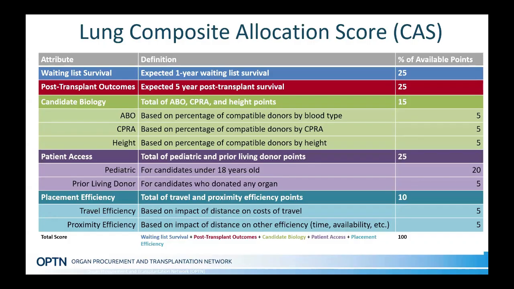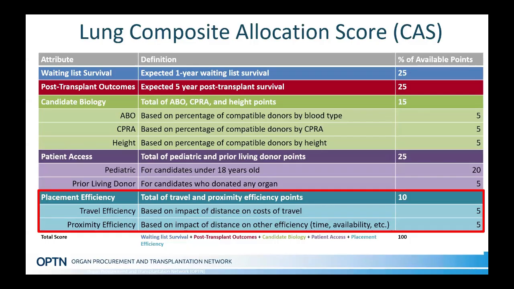So subsequently, in developing a policy change, the committee was seeking to find a balance between reducing the complexity by reducing the number of centers in the top of the match run, while also wanting to minimize any unwanted impacts on, for example, increasing the waitlist mortality or reducing access for many of our patients. So as a reminder, the most direct way to reduce distance traveled, and therefore the number of centers in the top of the match run, is to manipulate those placement efficiency points that Dr. Lease talked about, which were set at 10, or 10%, in the initial implementation of CAS.